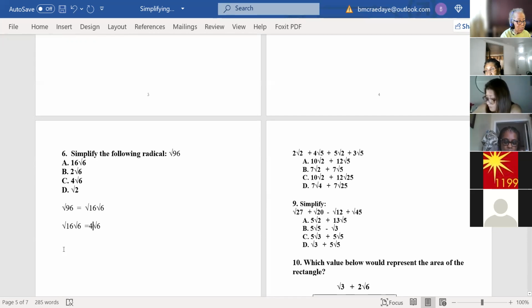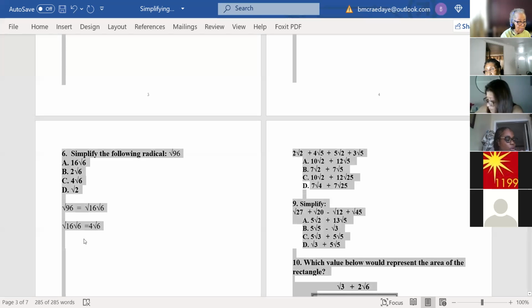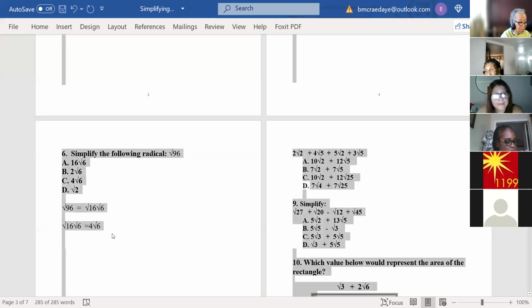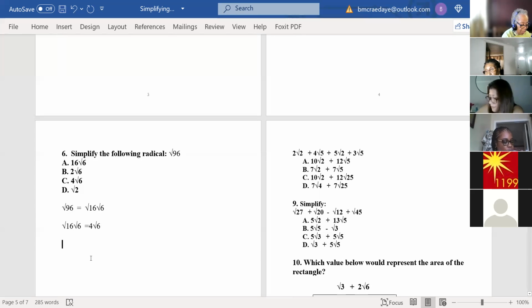That's a 4, not a 2. Somebody said B. Oh, 4 times 4 is 16. Okay, so 16 times 4... so our answer would be C. 4 times the square root of 6, which would be C. Everybody with me? Yes, Miss Barbara.